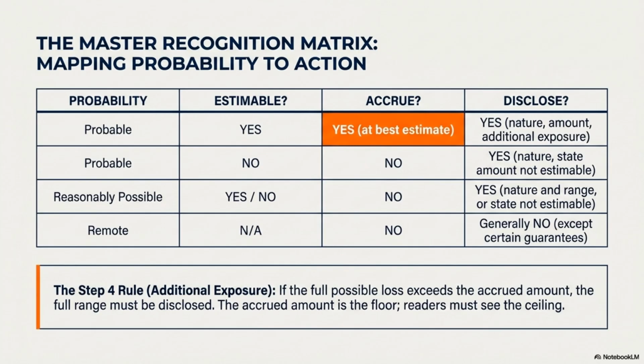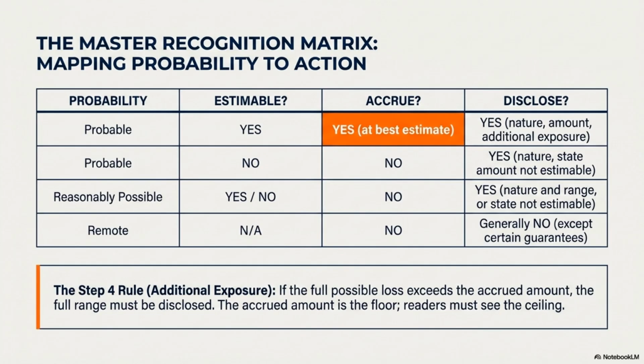Reasonably possible, whether or not estimable, means no accrual but real disclosure. You describe the contingency and provide the range of possible loss, or state that no estimate is possible. Remote generally means no action, with the guarantee exception you already know about.